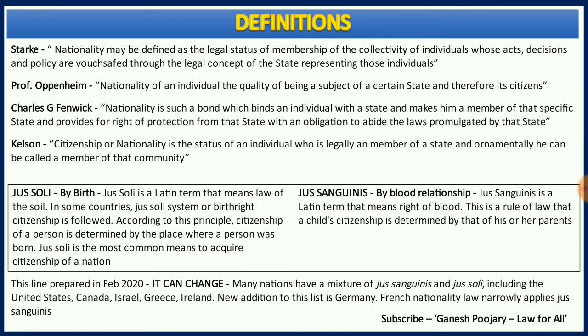Second definition is coming from Professor Oppenheim, who says nationality of an individual is the quality of being a subject of a certain state and therefore its citizen. He is mixing a bit of both nationality and citizenship, but here he brings the concept that the quality of being subject to a particular state is nationality. The most important definition as far as nationality is concerned is coming from Charles G. Fenwick, who says nationality is such a bond which binds an individual with the state.